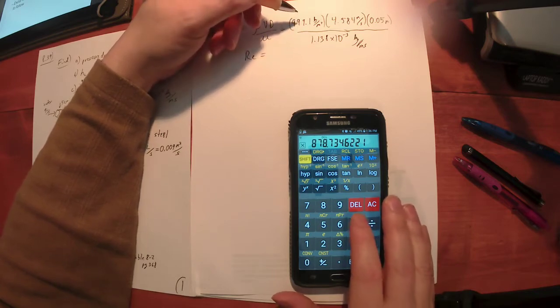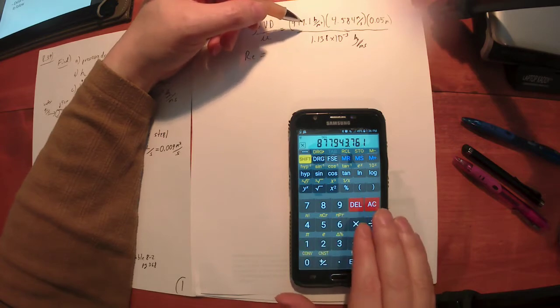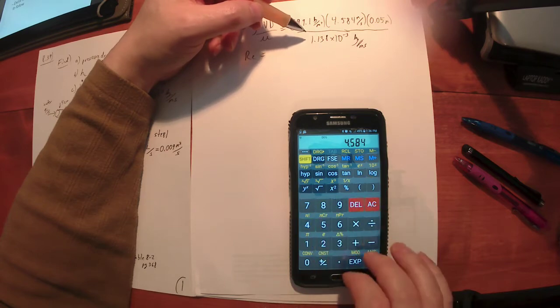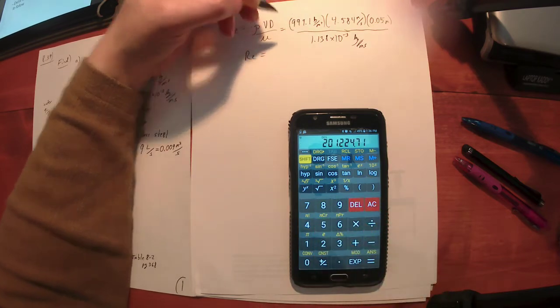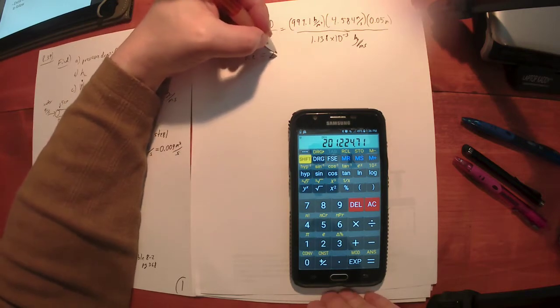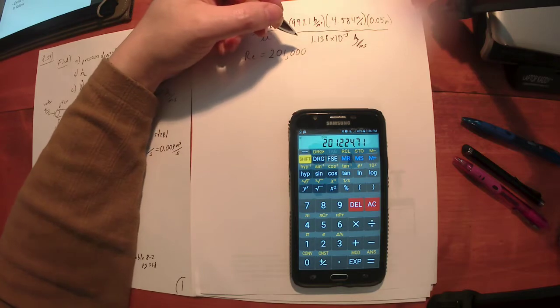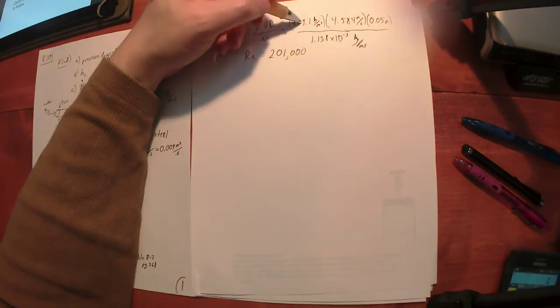Anyway, times 999.1 times 4.584 times 0.05. That should be my Reynolds number. About 201,000, give or take. However you get from here to here is just up to your calculator.